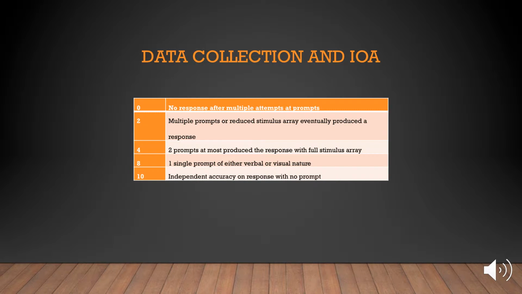On the data collection form, during the training sessions, this is the criterion that was used. 0 was no response after multiple attempts, all the way to 10, which is an independent accurate response with no prompts. Based off of this is how I got the percentages that I used. With IOA, I recorded the sessions, and I had another individual complete the data sheet watching the video recordings, and so IOA was at 100%.